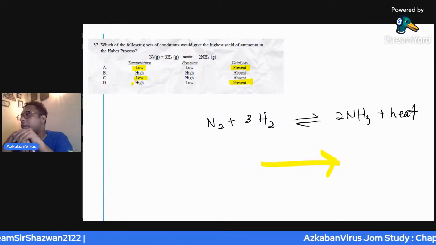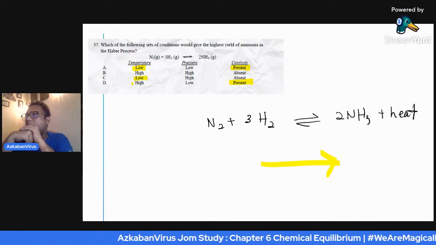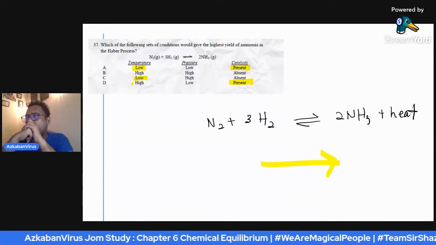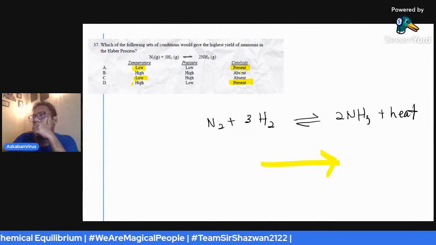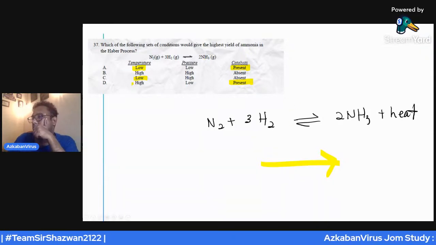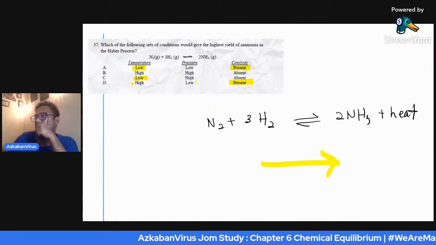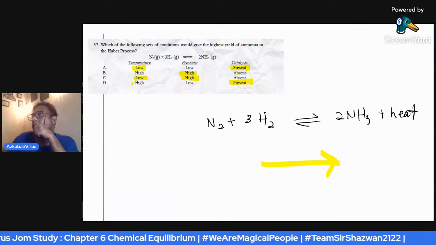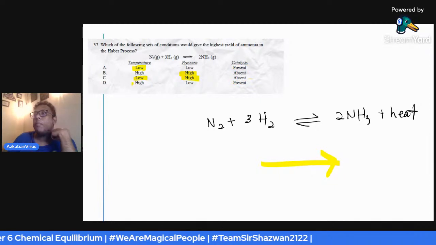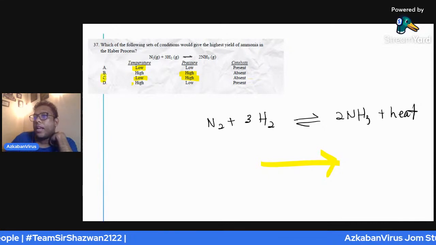Next. Pressure. Dia nak shift to the side with less number of mole. Less number of mole bermaksud pressure kena tinggi at high pressure. Catalyst tidak ada kesan sebab catalyst tidak mempengaruhi berapa banyak. Catalyst cuma mempercepatkan saja. So maksud jawapan dia adalah paling tepat adalah C.